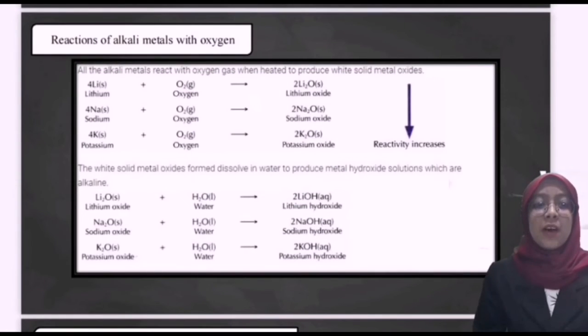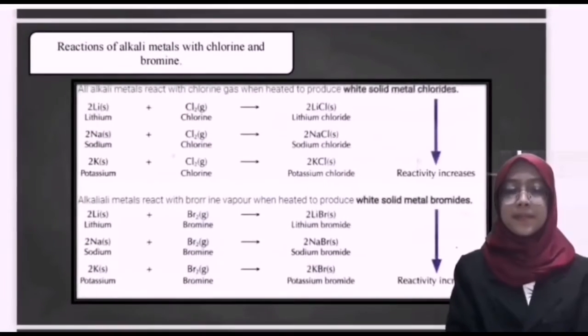Next, reactions of alkali metals with oxygen. All the alkali metals react with oxygen gas when heated to produce white solid metal oxide. For example, potassium reacts with oxygen to produce potassium oxide. The white solid metal oxide formed dissolves in water to produce metal hydroxide solution, which is alkaline. For example, lithium oxide reacts with water to produce lithium hydroxide.